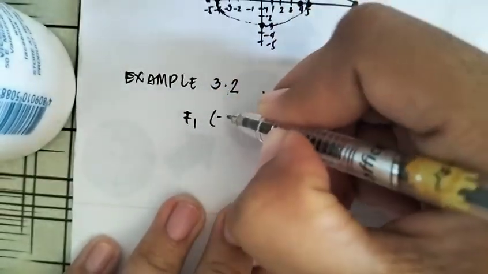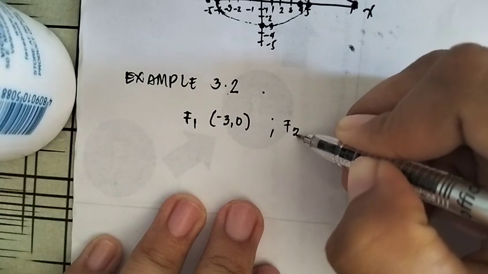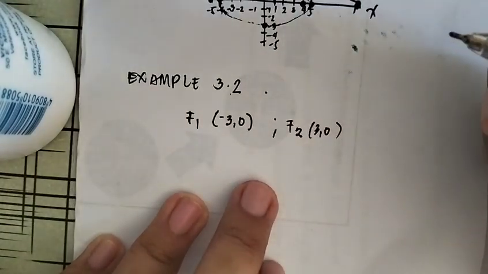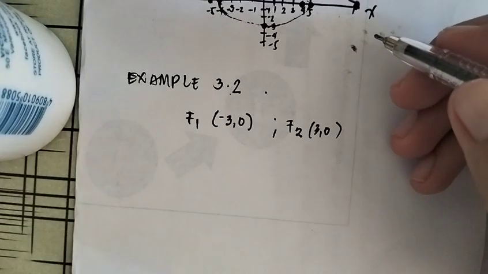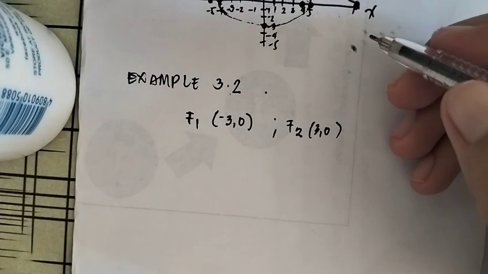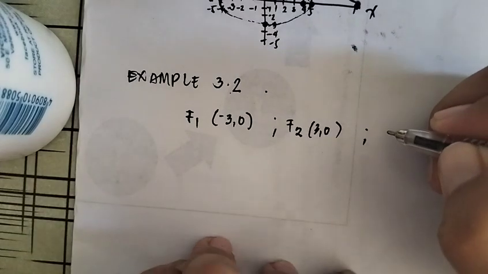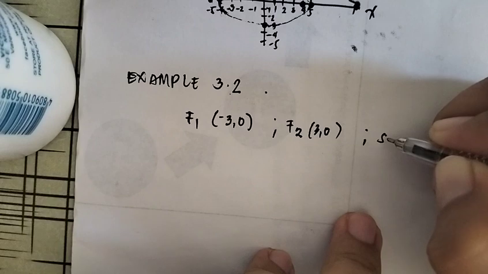So, F1 is negative 3, 0. F2 is 3, 0. And then, the sum of its distances from the foci is 10. So, katong constant, the sum is 10.